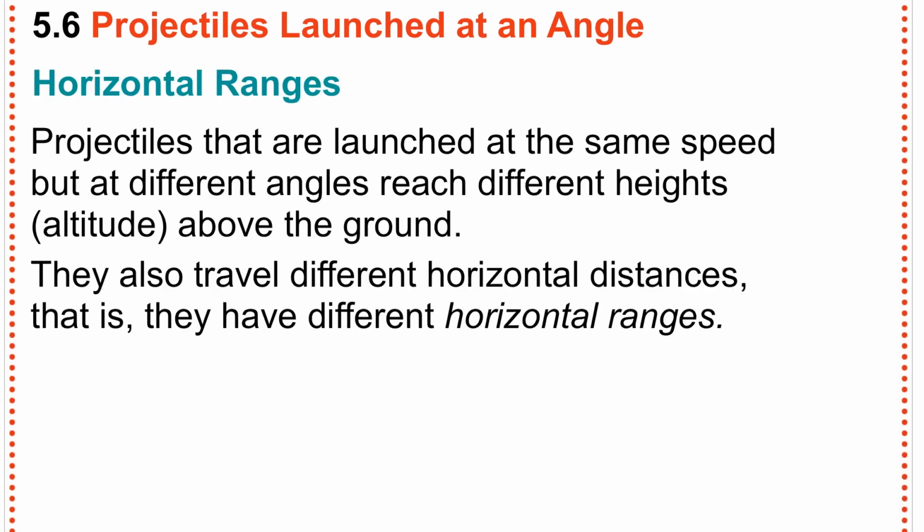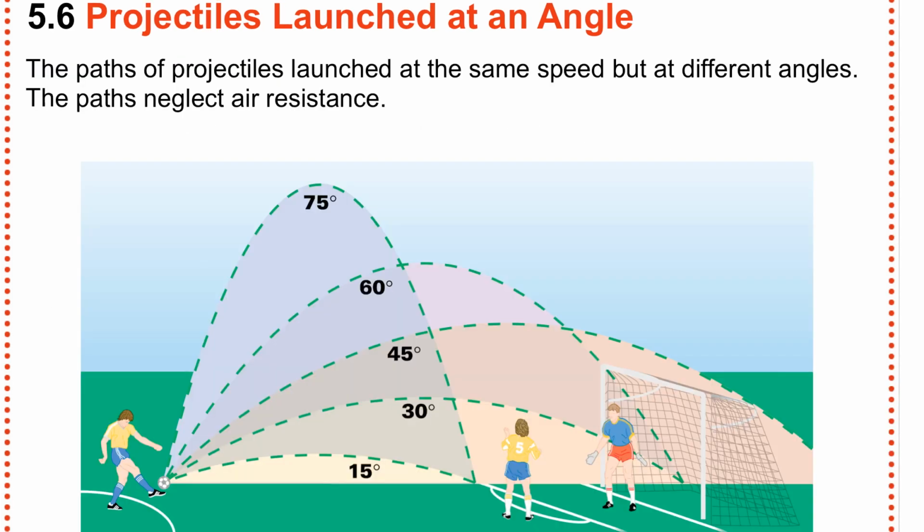So how far can something go? Projectiles that are launched at the same speed but different angles reach different heights, that's called its altitude, and they also go for different distances, or its horizontal range. All right, so here it is. You want to know how to make the basket. You want to know how to make the soccer goal. These are the angles. Now, the trick is having your body know exactly what angle to shoot at.